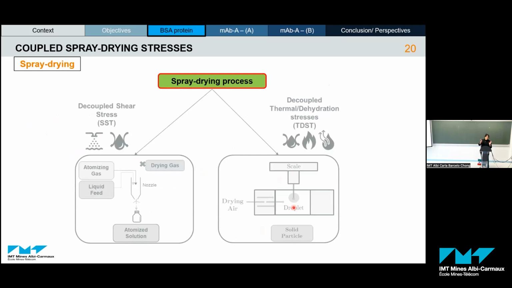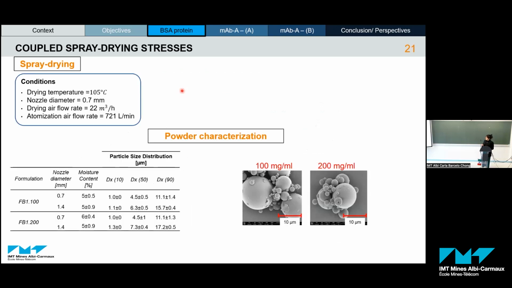Now that we studied the decoupled stresses impact on the protein aggregation, we will study the spray drying process, which coupled both of these stresses. The drying temperature was set at 105 degrees Celsius, and for the powder characterization of the BSA, we have that for both concentrations, we obtain very close values for moisture content and as well for the particle size distribution. As we can observe in the images, for both concentrations, we obtain very similar morphologies for the particles.